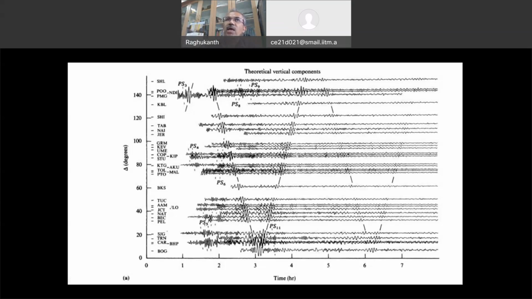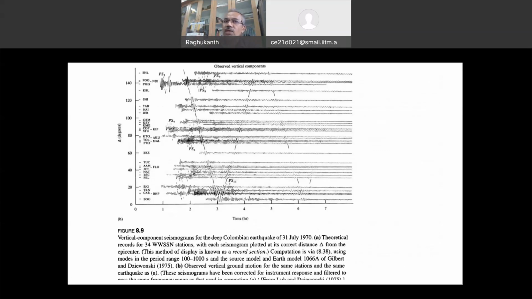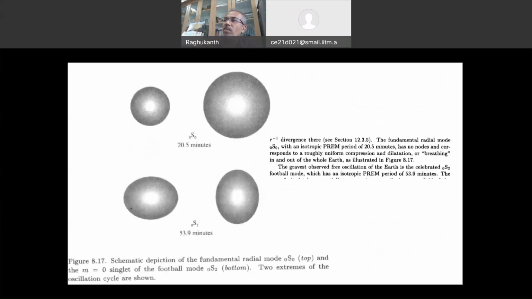So these are the theory and these are the observed vertical components for the same Colombian earthquake. You can see both of them match very well. That's how simple normal mode theory is, although there are a lot of complications and nonlinear things. A simple elastic theory is able to explain the data also. That is the main advantage of this normal mode theory. So this is how the normal modes look like, as you would have seen in Professor Jessica's lecture also.